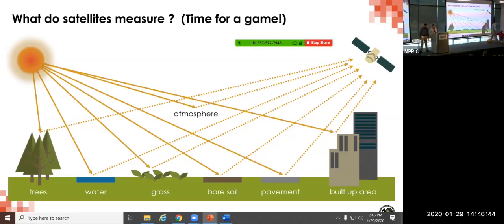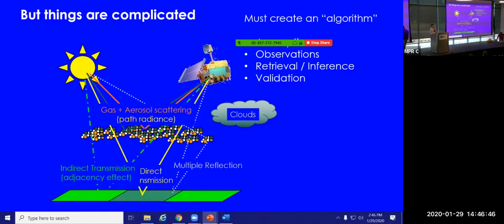Oh, check that out. So we played our game. But I do want to say that things are just a little bit complicated. It's not just the individual light from each of the different targets that comes to the satellite; they also interact with each other, and of course clouds and everything else. So we do have to come up with an algorithm that makes some assumptions. We use those observations that we have. We have to come up with an algorithm, what we call the retrieval, which infers the properties of the particles we're looking at.